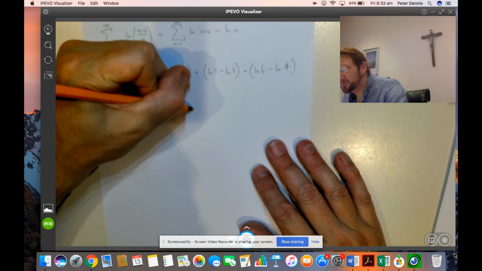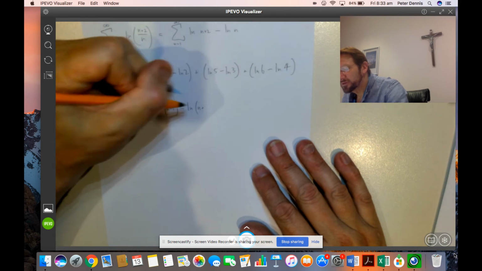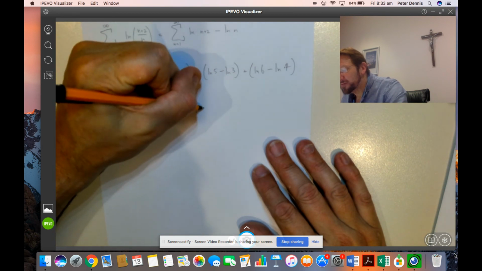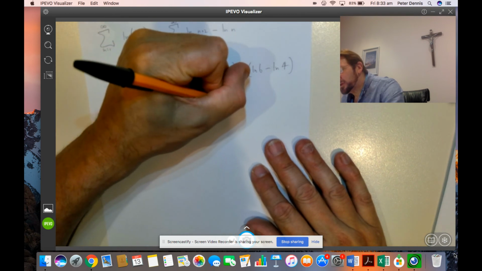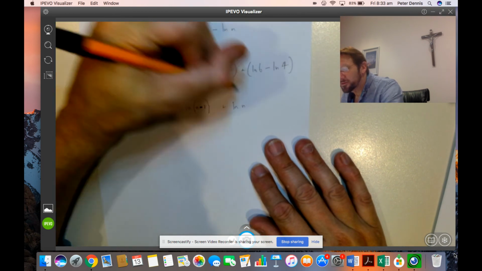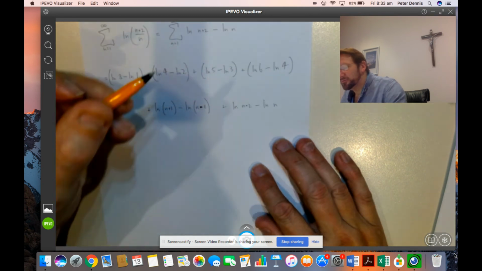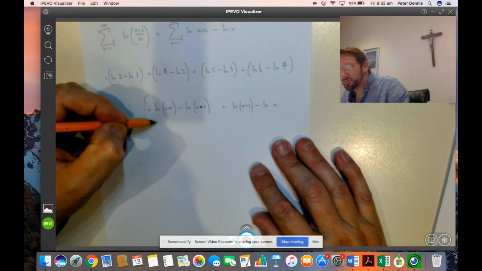minus the log of n plus 1, because it's always 2 less. Let's do, that's n plus 1, this would be n minus 1, plus the log of n plus 2 minus the log of n. So I've written a few out here. Remember these brackets, and if we want, we can put these in brackets.